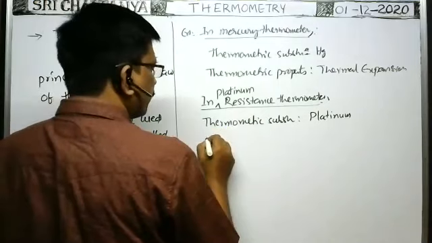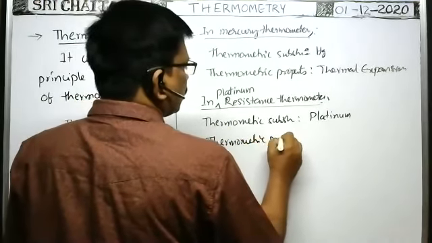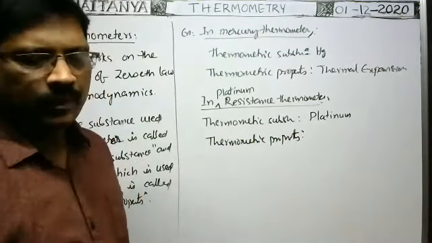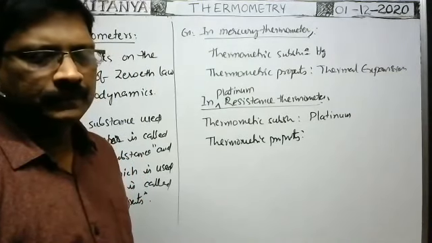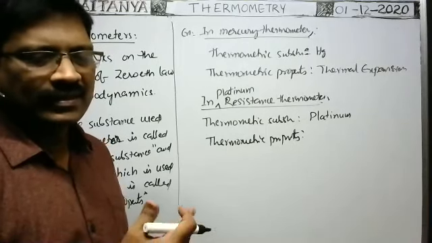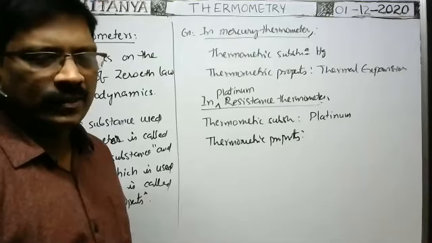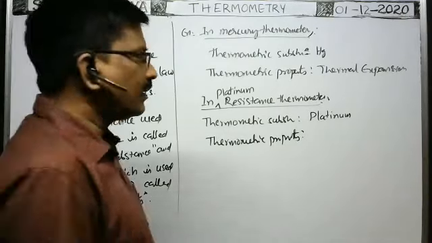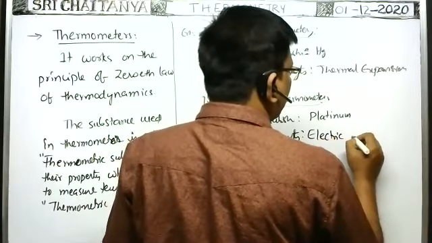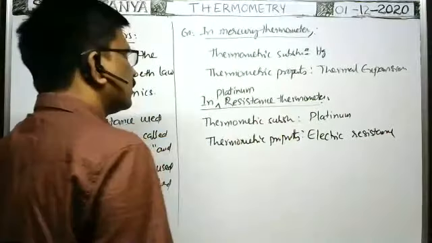The thermometric property. What is the thermometric property? When temperature increases, electrical resistance changes. Based on that, the resistance thermometer is designed. So what is the thermometric property? Electrical resistance. Very good. Electrical resistance.